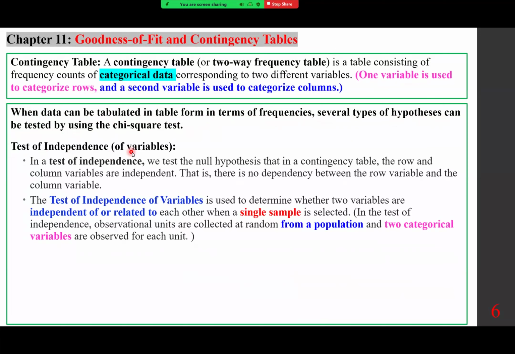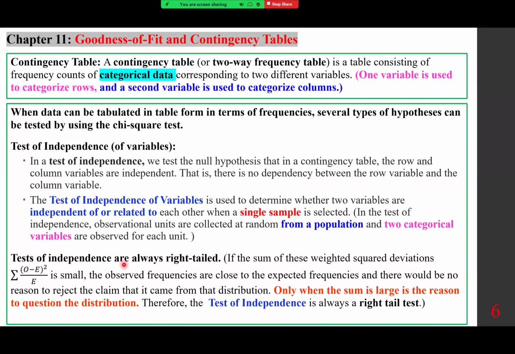There are various ways of approaching them. In a test of independence, we test the null hypothesis that in a contingency table, the row and column variables are independent. That is, there is no dependency between the row variable and the column variable. In other words, the test of independence of variable is used to determine whether two variables are independent of or related to each other when a single sample is selected. In the test of independence, observational units are collected at random from a population, and two categorical variables are observed for each unit.